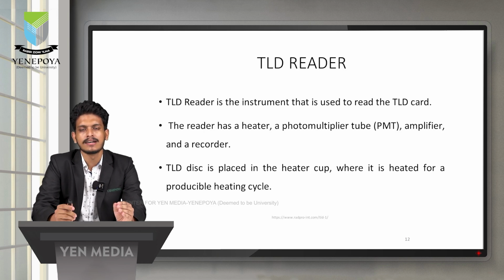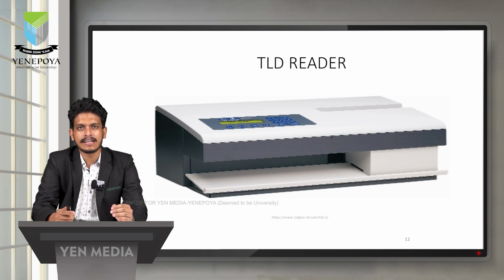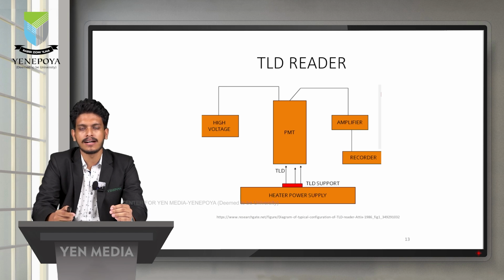Now, as I mentioned earlier about the TLD reader, it is basically an instrument that is commonly used to read the TLD card. It consists of 4 things: a heater, photomultiplier tube, amplifier and recorder. By using the TLD reader, we can easily demonstrate how much radiation dose is absorbed and how much light is produced. This is a TLD reader that is commonly used for demonstration of TLD. Now coming to the working of the TLD reader.